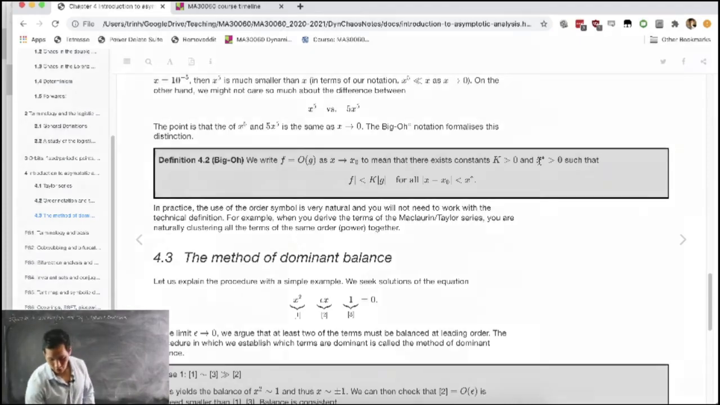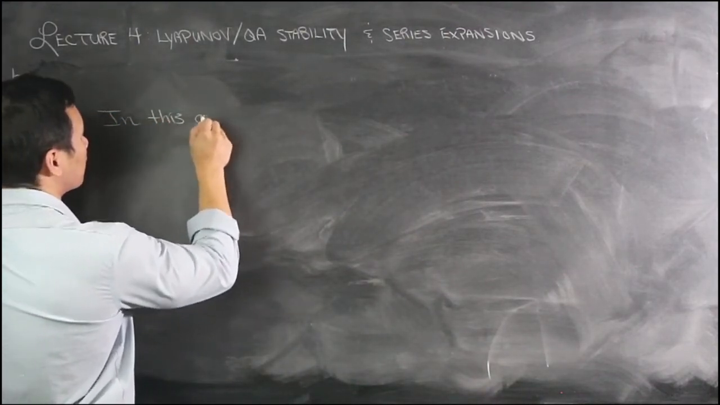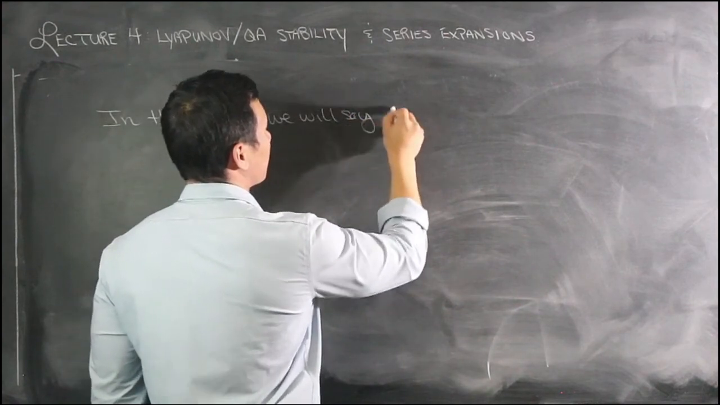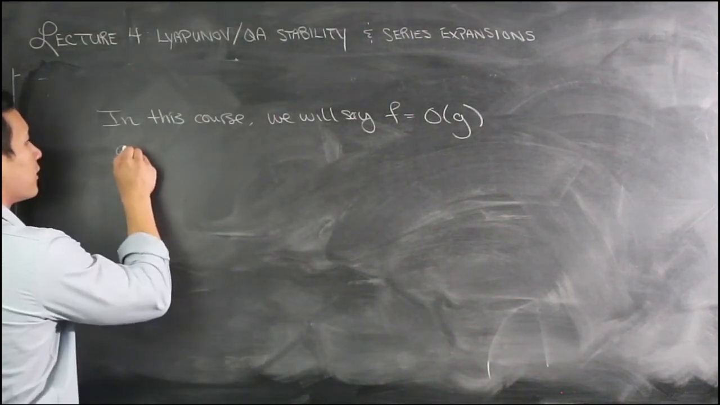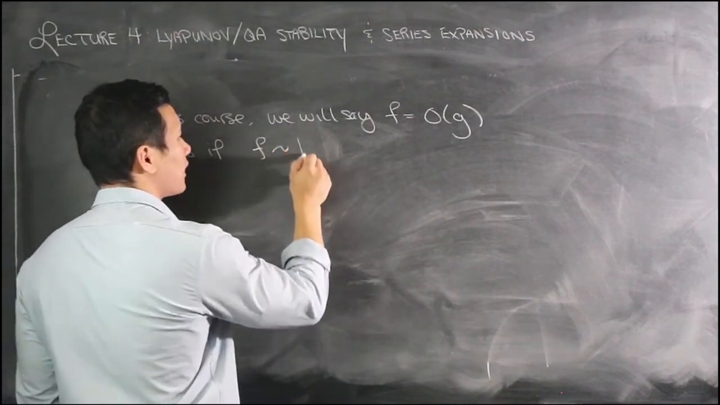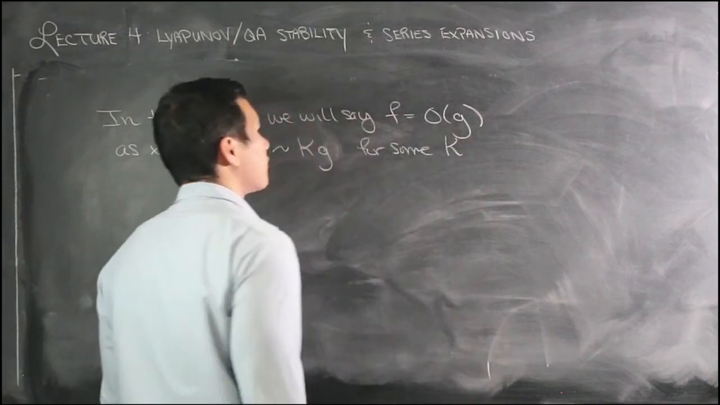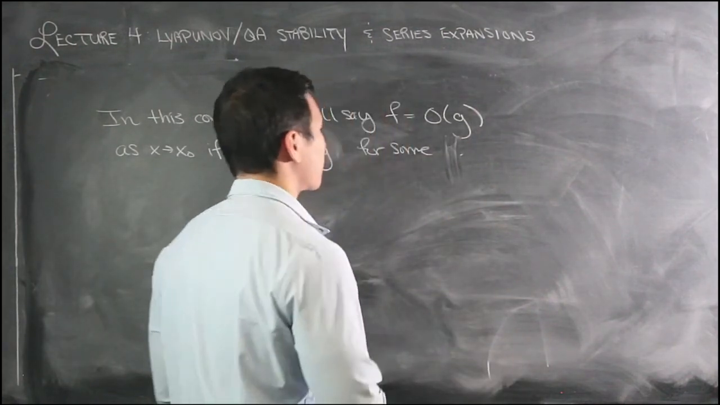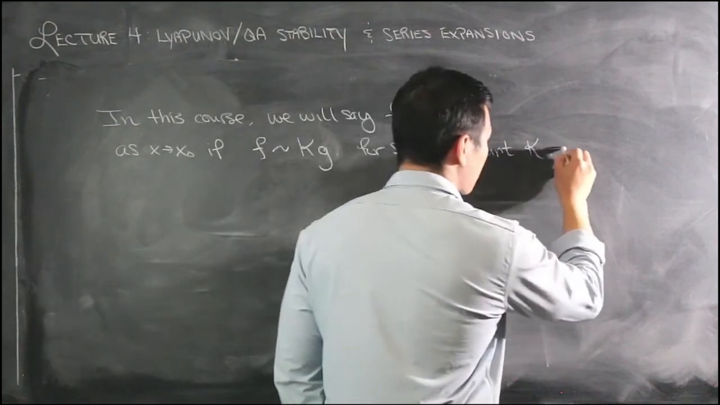Okay? And I'll write it out here. So in this course, we will say that f is equal to order g in some limit as x tends to x naught if f tilde is k times g for some constant k, and that constant cannot be equal to 0.